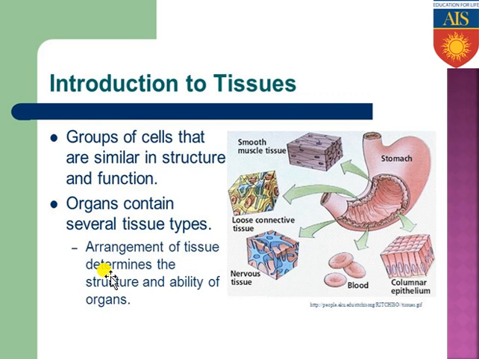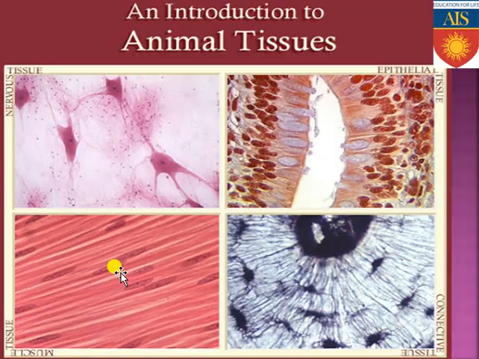Keep it in your mind, in our body various kinds of tissues are present. And the organ always depends on the arrangement of tissues, which determine the structure and ability of the organ. That means whatever the structure of the organ, whatever the function performed by the organ, everything is controlled with the help of tissue.